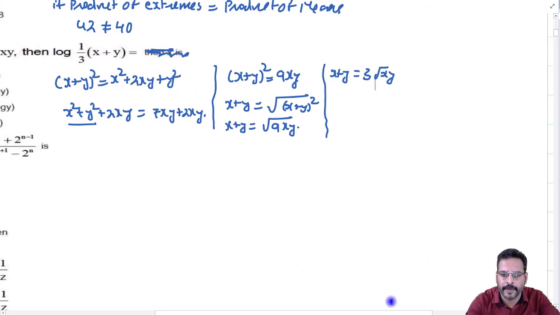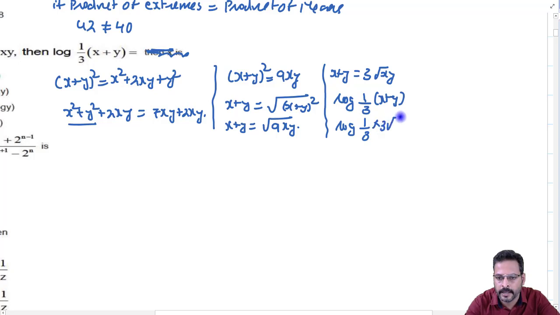So we have to find out the value of log of 1 by 3 into x plus y. Okay. We get the value of x plus y as 3 root of xy. Log 1 by 3 into 3 root xy. 3 get cancelled. Therefore, we get it as log xy the whole raised to 1 by 2. Root of xy means the whole raised to 1 by 2.